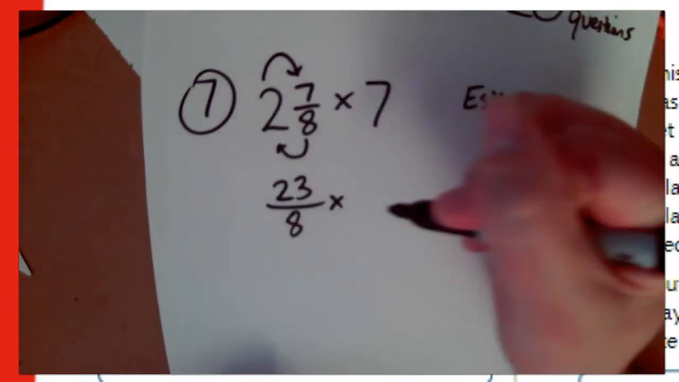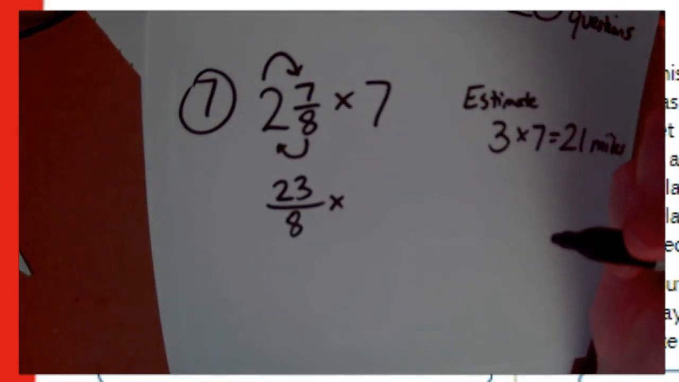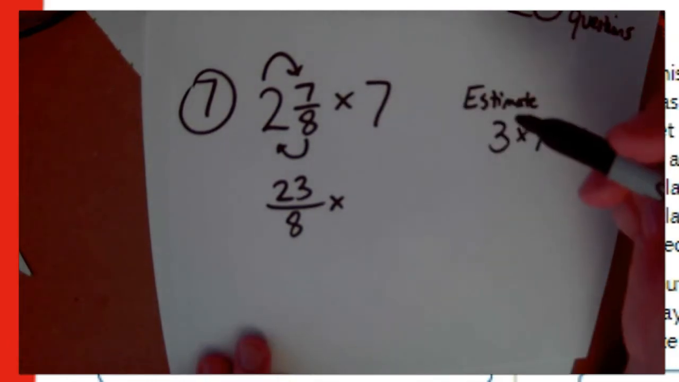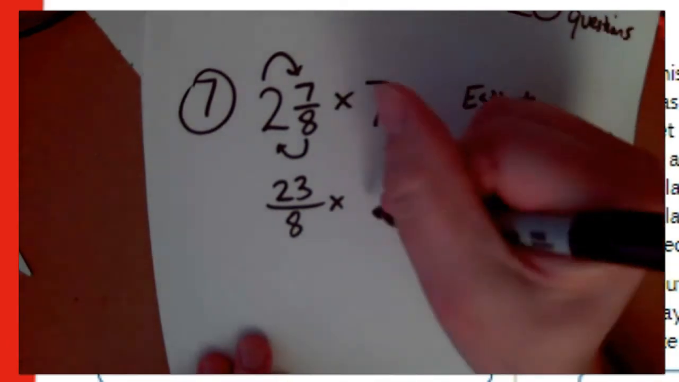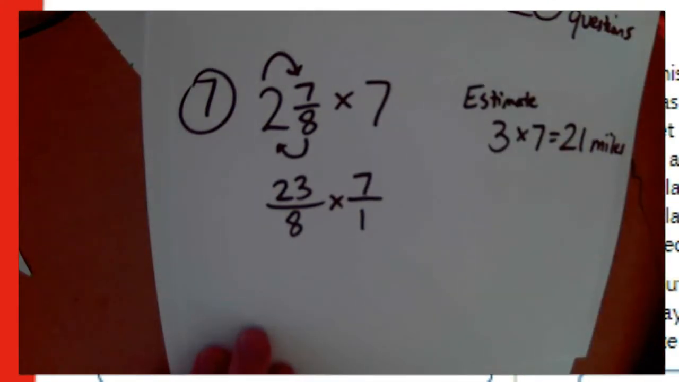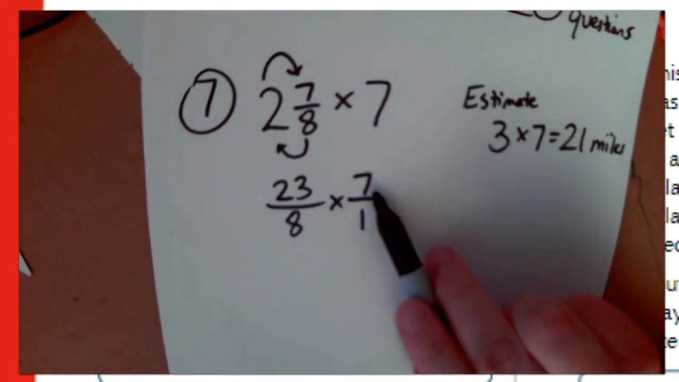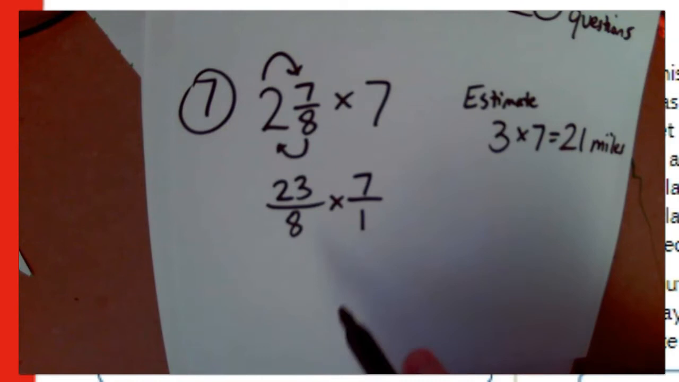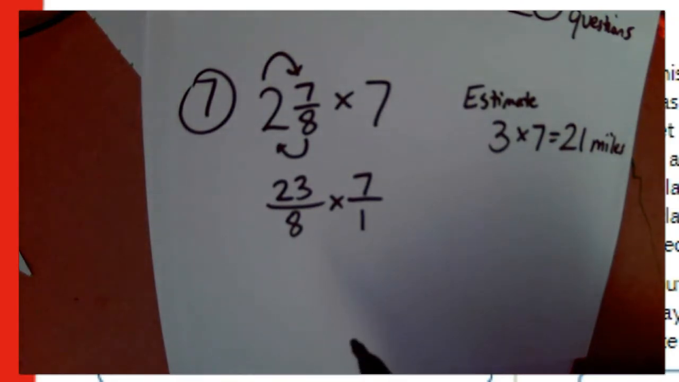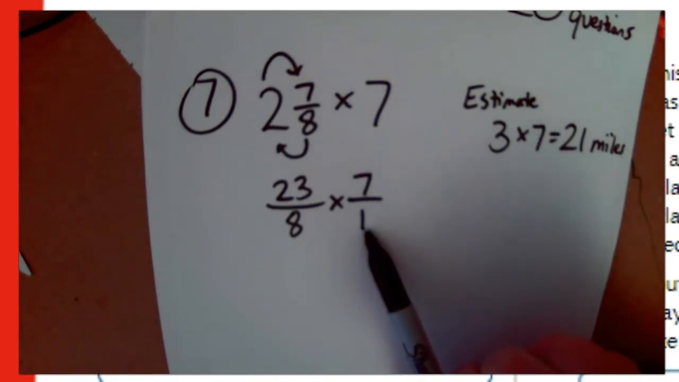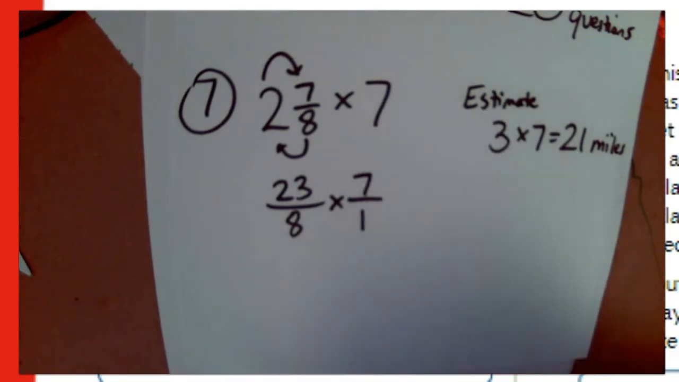We're going to multiply it by 7, but I can turn that into a fraction. Just turn it into 7 over 1. So now I'm going to multiply 23 times 7 and 8 times 1. I could think about cross-simplifying, but it turns out I can't do that here. 1 is already 1, and 8 and 7 don't have any common factors.